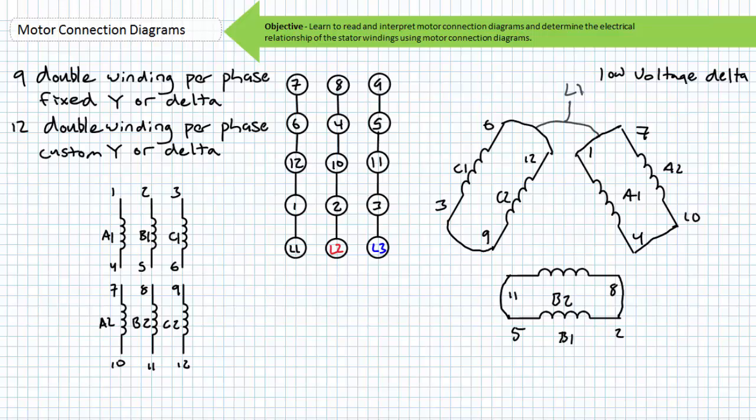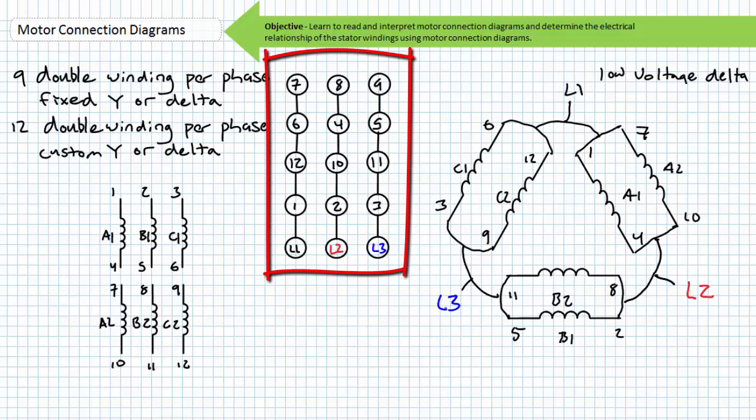Then the 1-7 group is joined with the 6-12 group, forming the top corner of the parallel delta. Then the 2-8 group is joined with the 4-10 group, forming the right corner of the parallel delta. Finally, the 3-9 group is joined with the 5-11 group, forming the left corner of the parallel delta. Phase voltages L1, L2, and L3 will be applied to group 1-7-6-12, 2-8-4-10, and 3-9-5-11, where phase sequence determines direction of rotation. A motor connection diagram illustrating a 12-lead low voltage delta configuration might look something like this.